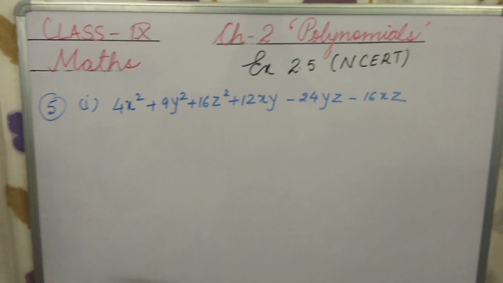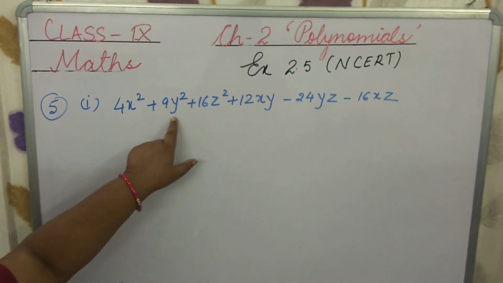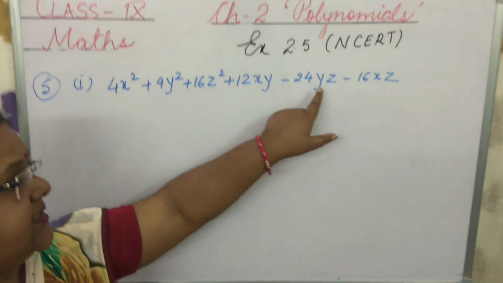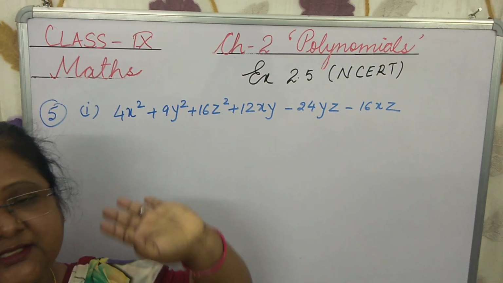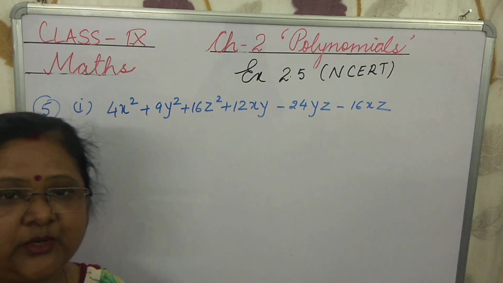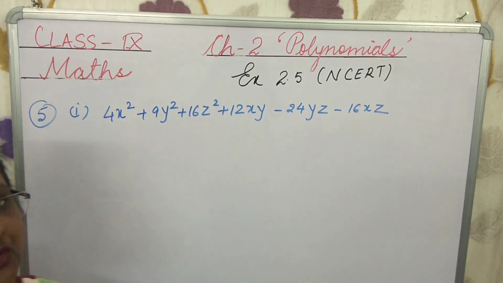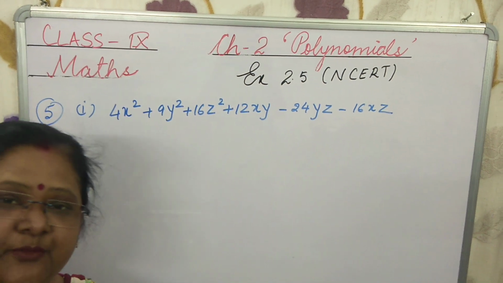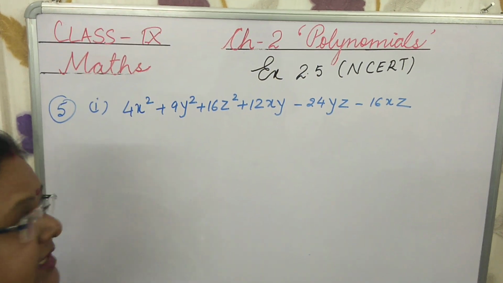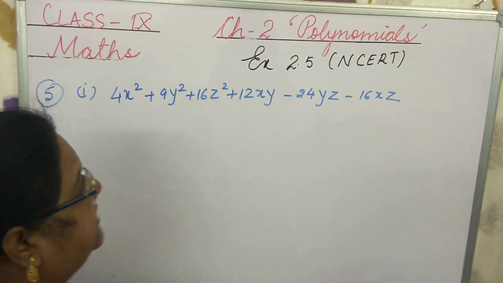Now question number 5, again you have to factorize. It is given: 4x square plus 9y square plus 16z square plus 12xy minus 24yz minus 16xz. When this type of question comes, it becomes difficult to understand which is the negative term, because these three terms are squares, and the square of a positive or a negative term is always positive. But here one or two terms can be negative, that is why we are getting negative here. So first of all we will find out which term can be negative.